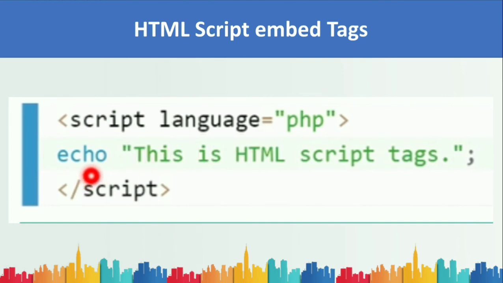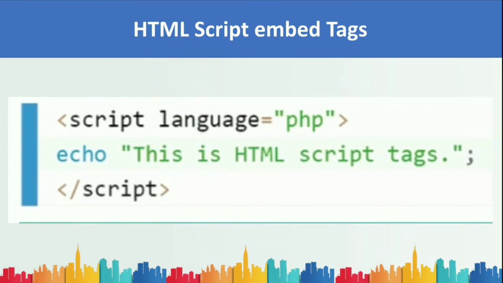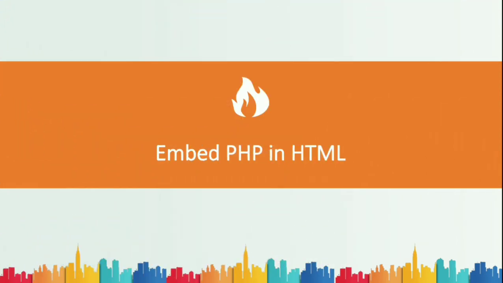And then echo is used as the output statement. Inside double quotes you can type any statement and end up with the terminator, that is semicolon. Then finally close the script tag. So the script tag is used to embed PHP in an HTML script. So we do have three different types of syntax. We can select any one and follow that type of syntax. Now let's check one complete program and see how to embed PHP in an HTML program.